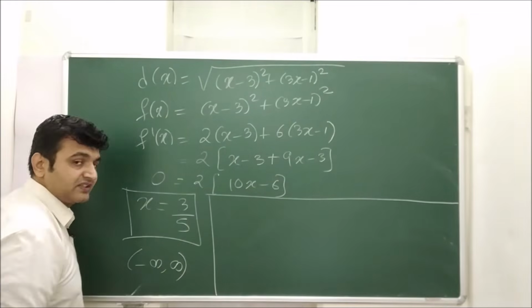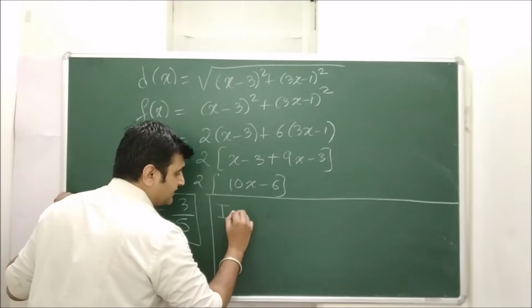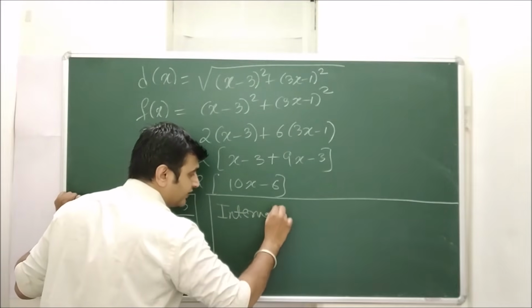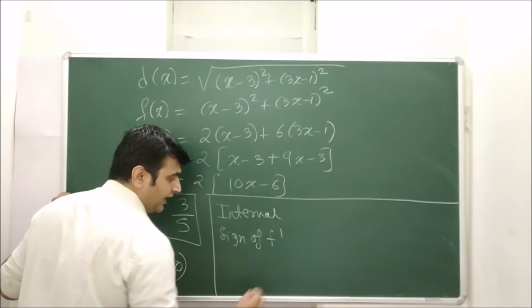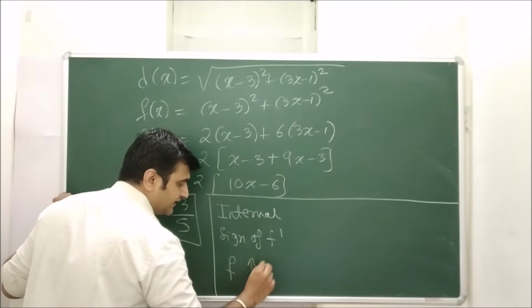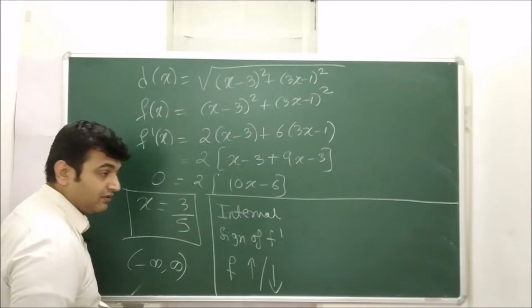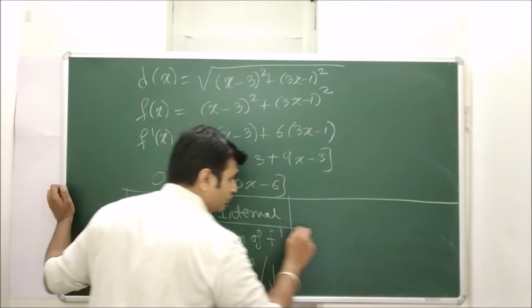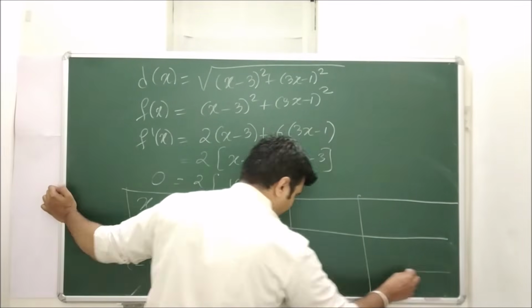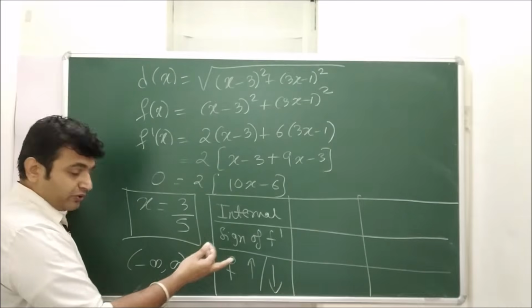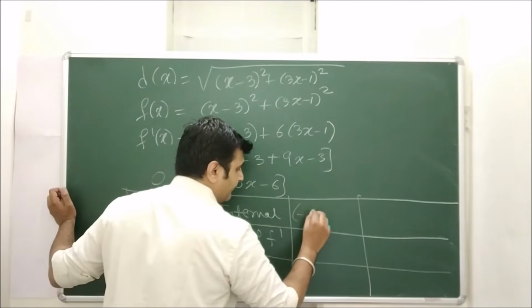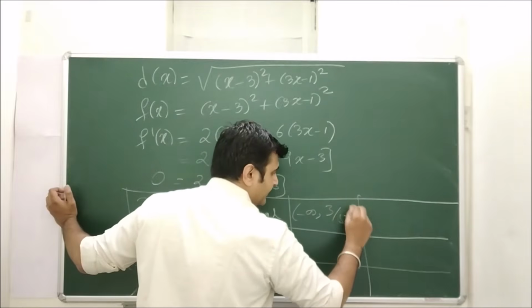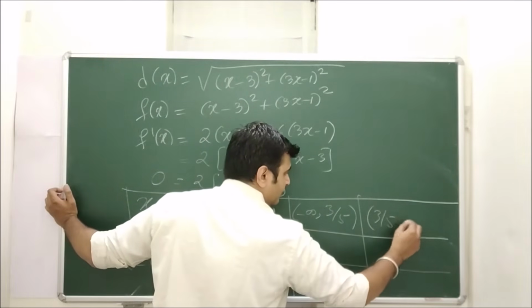To take the help of first derivative test, the first thing is we draw the table. Interval, then you look for the sign of the derivative of the function, and then you look whether the function is increasing or decreasing. So that's the first thing you should do. You should draw a table. Okay, now what interval you should take? You should start from the extreme left. So minus infinity to 3 by 5 and then 3 by 5 to infinity.